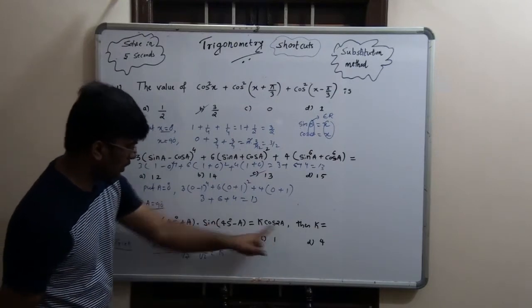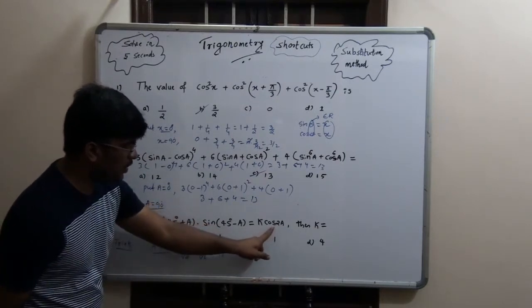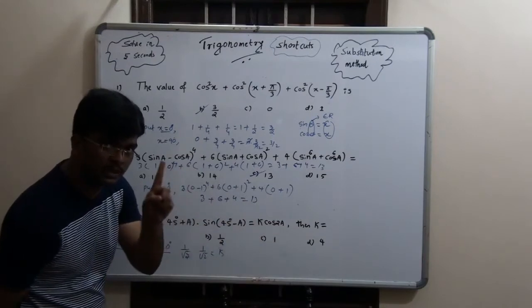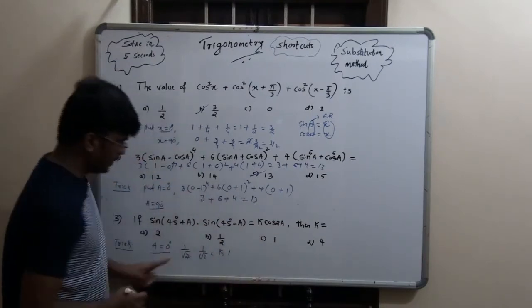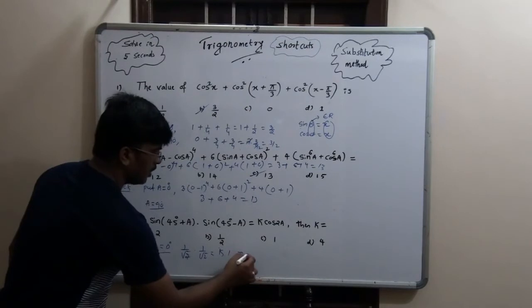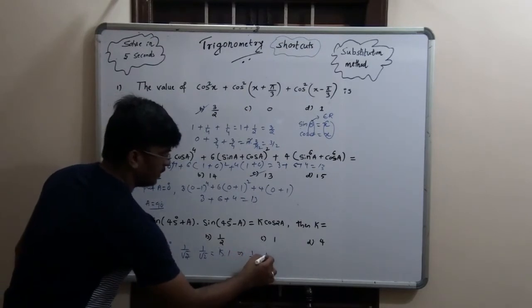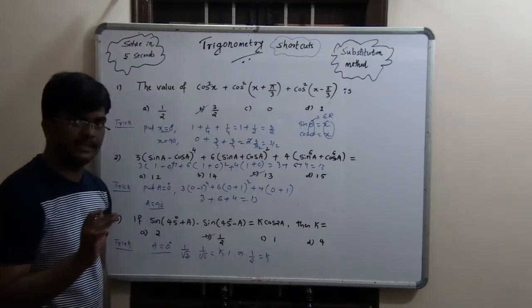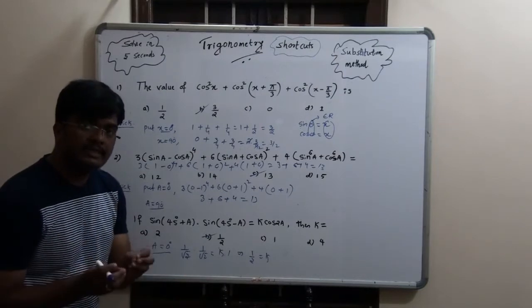Now k times of cos 2A. So put A is equal to 0 degree. If A is 0, cos 2 into 0, cos 0, value is what here, 1. Hence k into 1. 1 by root 2 into 1 by root 2 is what here? 1 by root 2 whole square. Its value is 1 by 2. Hence k value is 1 by 2. Option B is correct.